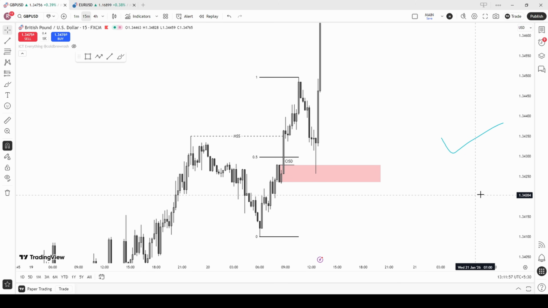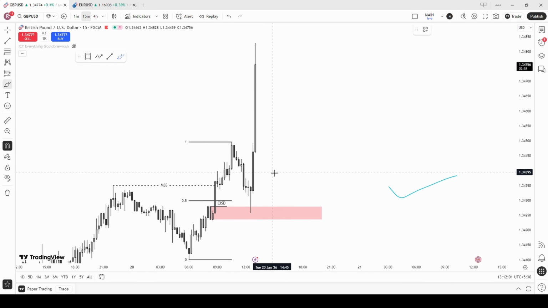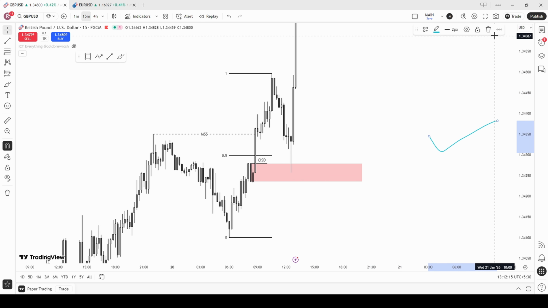This alignment alone improves the quality of the setup. The third rule is that the order block must be untapped. If an order block has already been tapped, even by a single candle, and price has reacted once, there is no guarantee it will work again. It might work, or it might fail, but there is no reliability left.